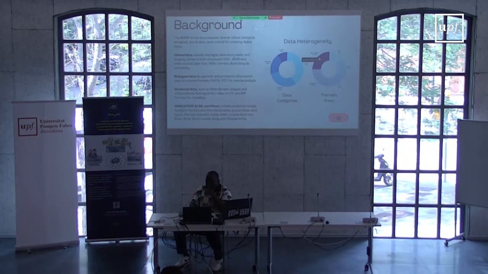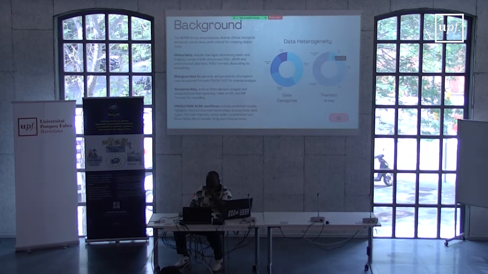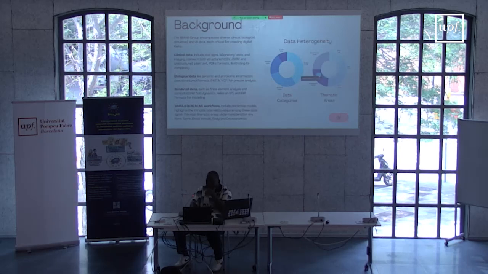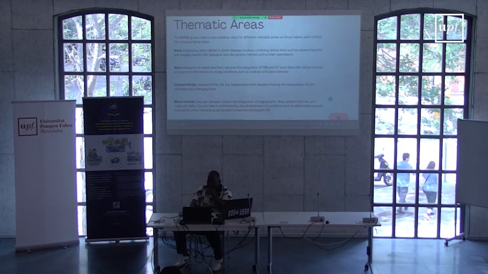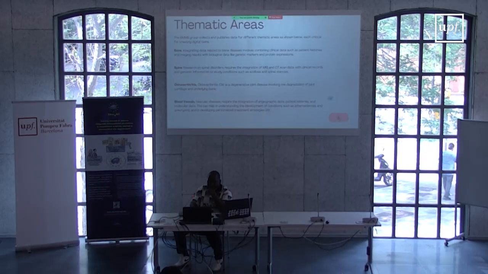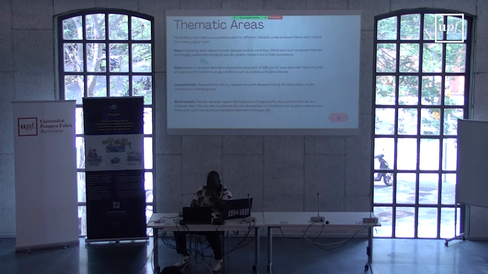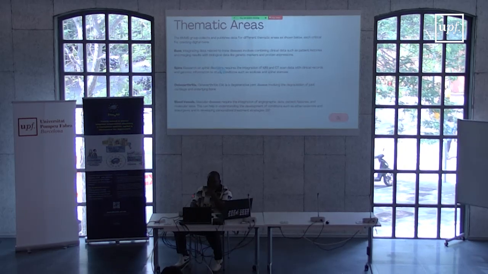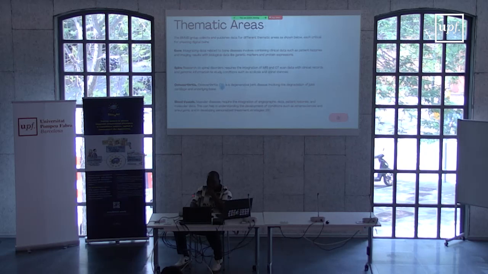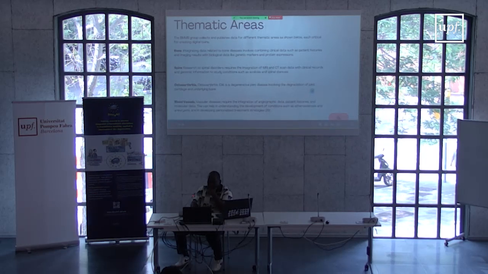We can split this into different thematic areas. So we have blood vessels, we have body, we have bone, we have spine, and we have osteoarthritis, with different percentages. We could actually split this, before we even look at it, based on thematic areas. The thematic areas are bone, where we integrate data related to bone diseases. For spine, we have research on spinal disorders. On osteoarthritis, I think a lot of that has been said already. And on blood vessels, we're looking at vascular diseases.